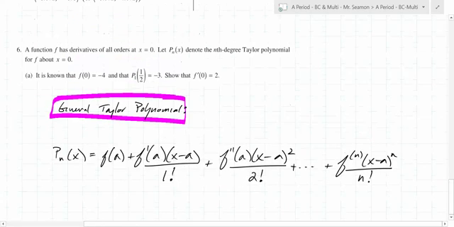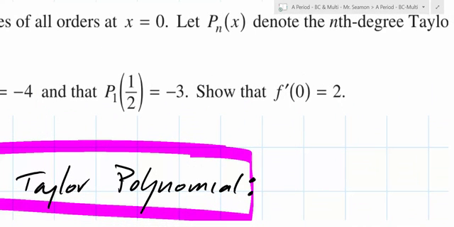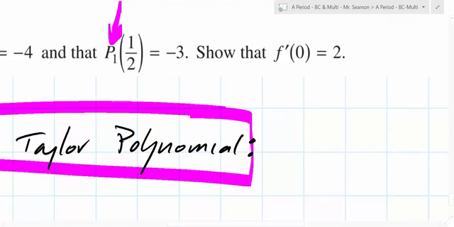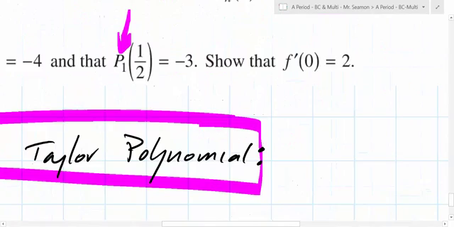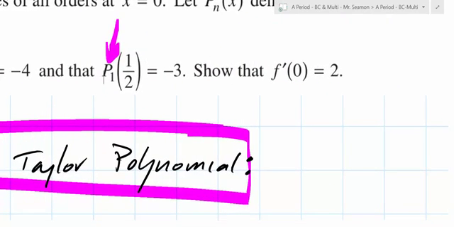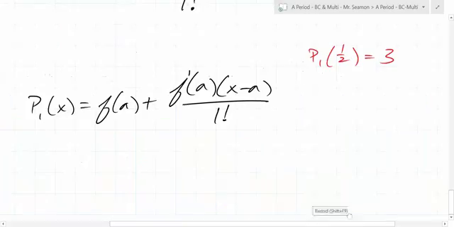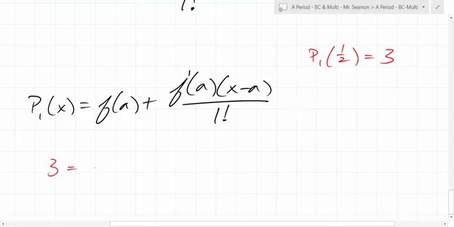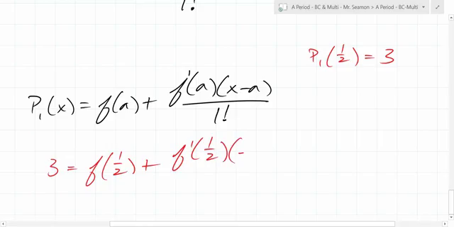So let's go back. James, can you tell me what does this mean? P1. What does that mean, James? It's like the first term. What does it mean exactly? We could substitute if we wanted to, right? So what do we end up with? 3 is equal to f of what? 1/2 plus f prime of 1/2 times what? 1/2 minus what? Now, why did you know it was 0, Matt? It's a simple answer. This isn't complicated.